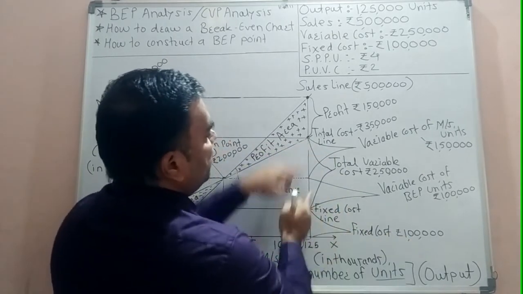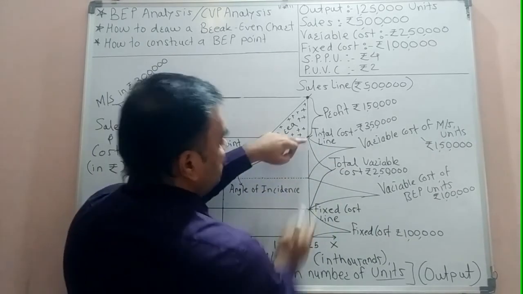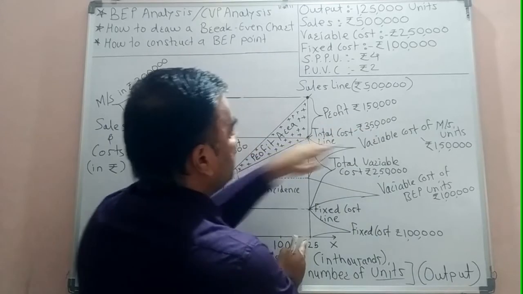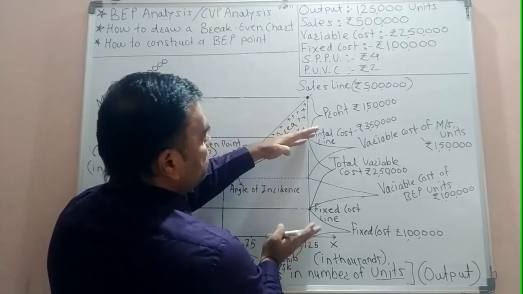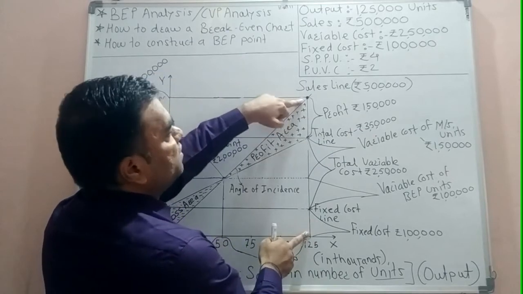Fixed cost 1 lakh. Total variable cost 2 lakh 50,000. So this is our total cost, which is 3 lakh 50,000. This portion is our total cost, and this is our total sales.